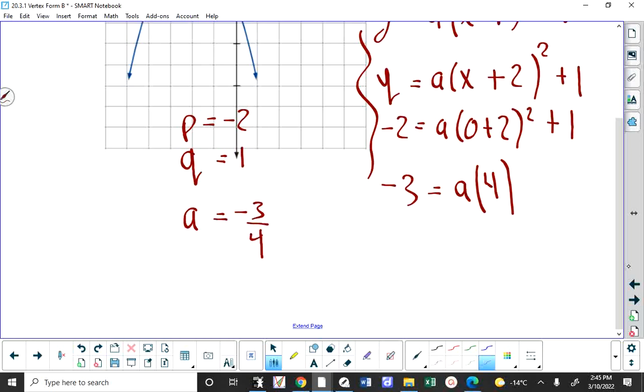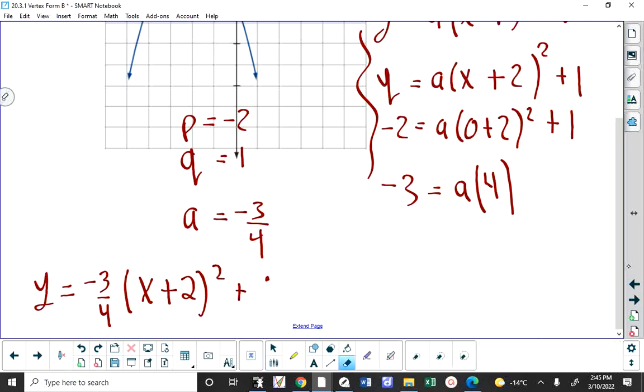And now we can throw those three parameters into our vertex form. Y equals a, x minus -2 plus q. Does anybody have any questions with that second part of this example? All right.